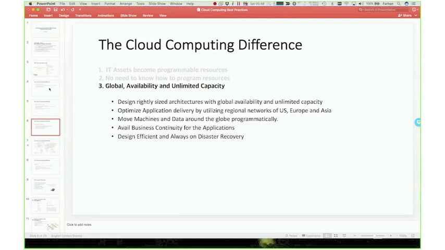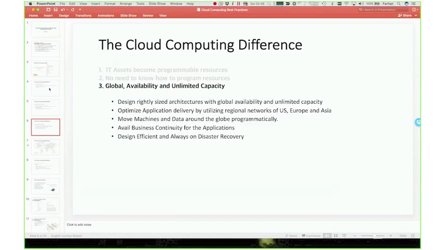You can optimize your application delivery to a multitude of different regional networks, and Amazon or any other cloud provider provides direct connectivity and other tools like content delivery, networking, and application firewalling across different regions, so that you can make use of these services and deliver your application to that region in an efficient manner.